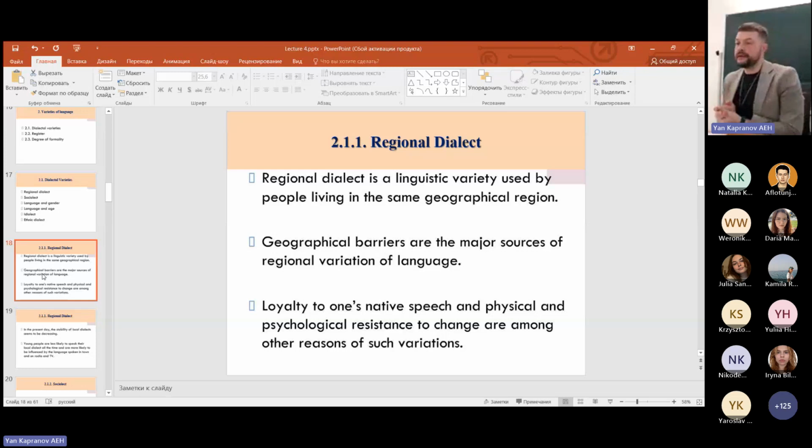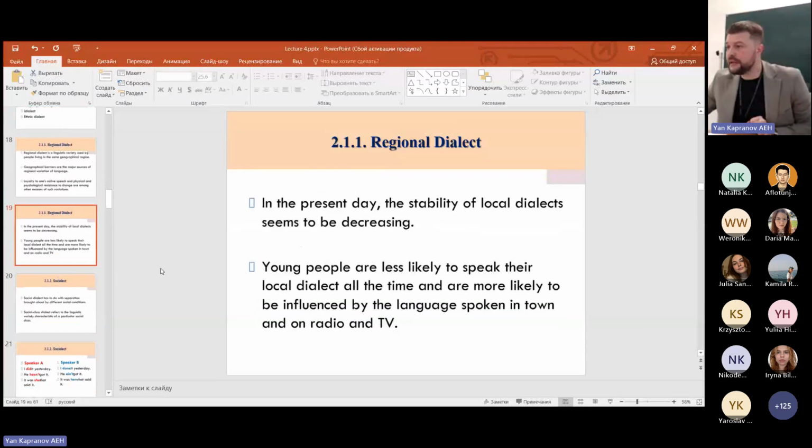Next, geographical barriers are the major sources of regional variation of language. Speaking about the present day, the stability of local dialects seems to be decreasing. It's clear, because people rule the world, and rule our language, any language. So that is why it seems to be decreasing.